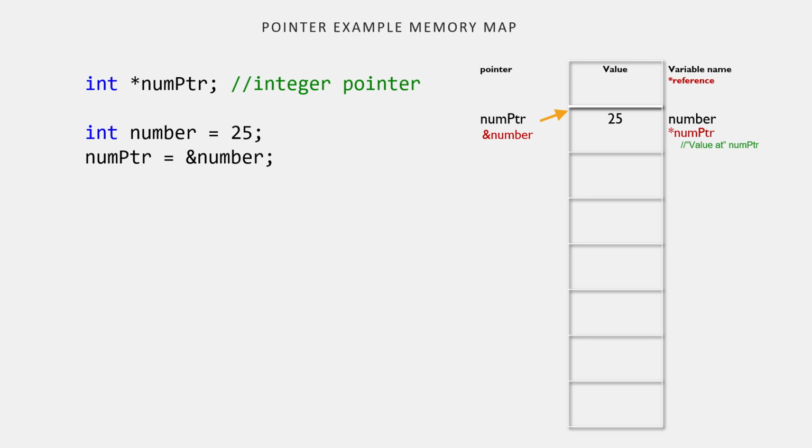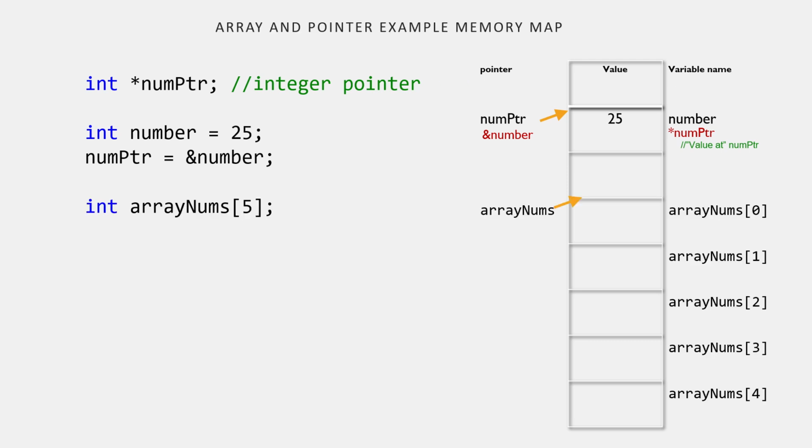All right, so here is an array. When you declare this array, it allocates memory for you. It gives you 5 integers consecutively in memory. So array nums is a pointer, and array nums at index 0 is an integer. Array nums at index 1 is an integer.